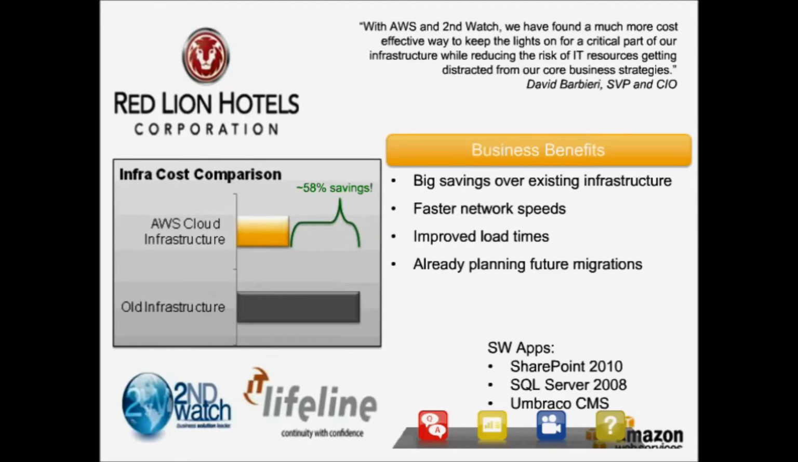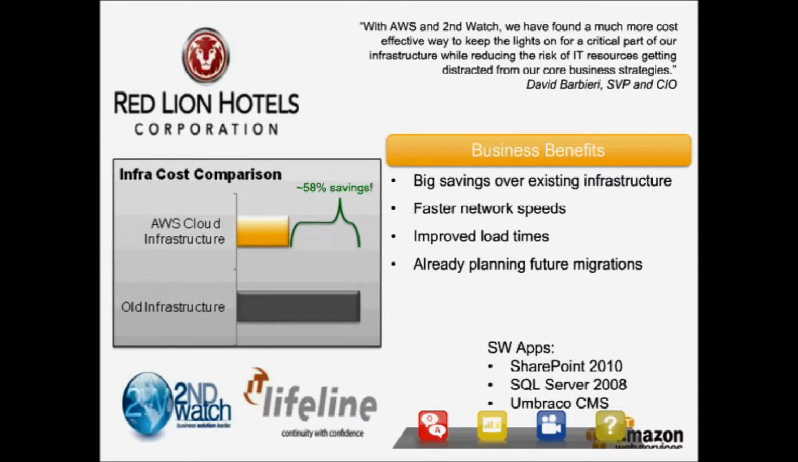They migrated their SharePoint backed by SQL Server, and they also used SQL Server to back the Umbraco CMS system. That cut some 58% out of the cost for running and maintaining the SharePoint and SQL Server environment on top of AWS, while at the same time delivering significantly faster network speeds and improved load times for their application.